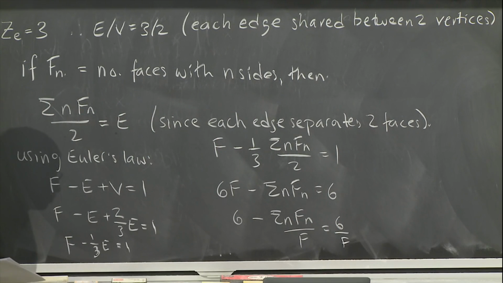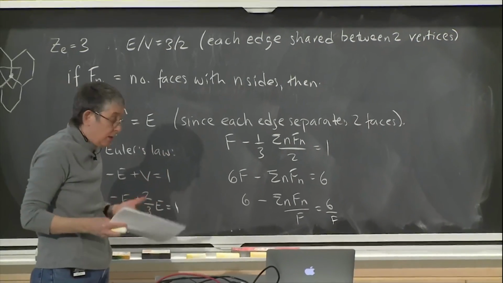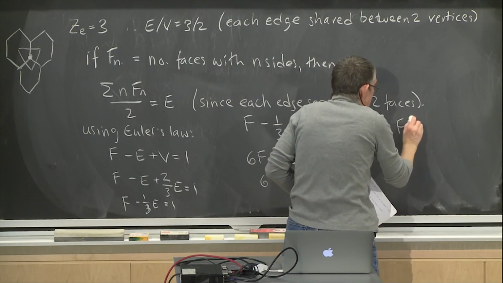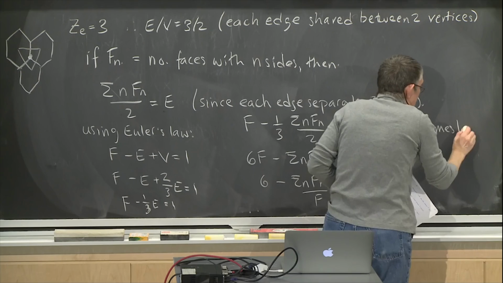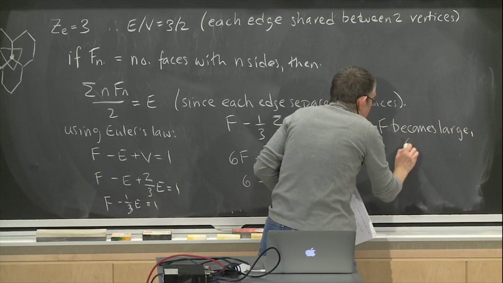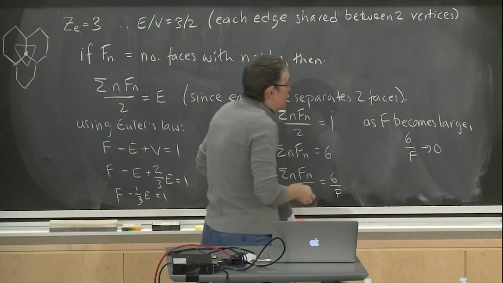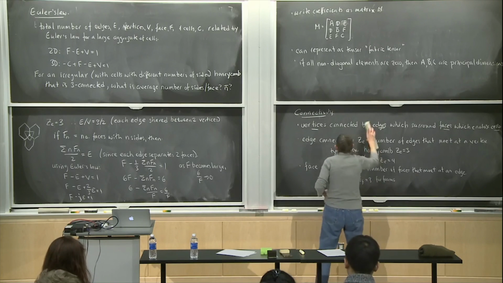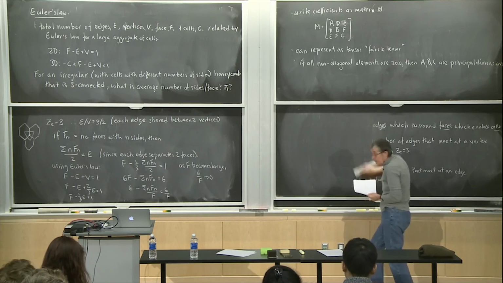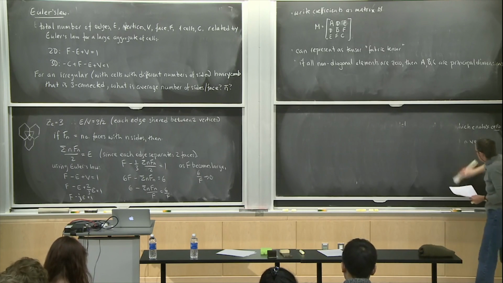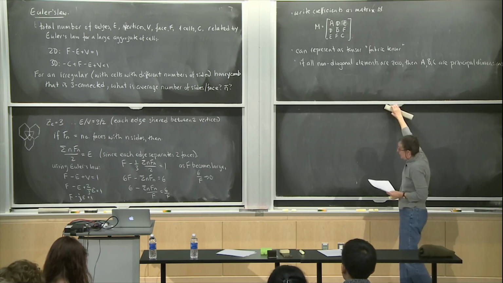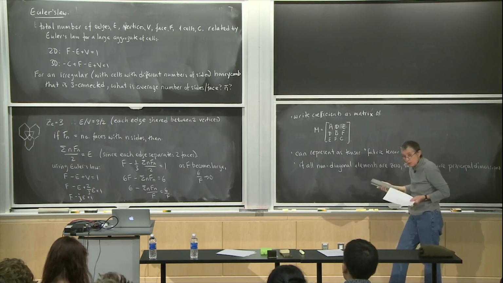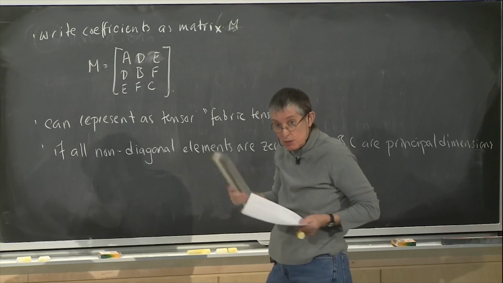And then if I let f go to a large number, so say I've got a large aggregate, I've got lots of faces, I'm going to let f become large. So if f becomes large, then 6 over f is going to tend to 0. F is the total number of faces, not the total number of faces per cell. F is the total number of faces, and Fn is the number of faces with n sides. So you've got some number with 5 sides, some number with 6, some number with 7.